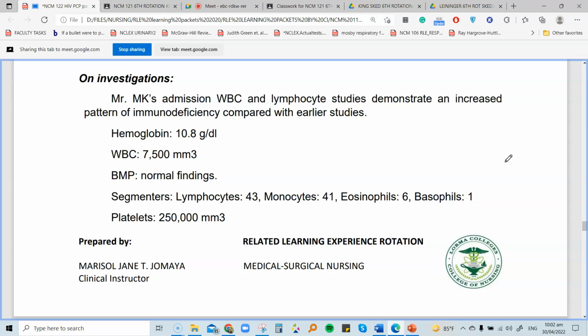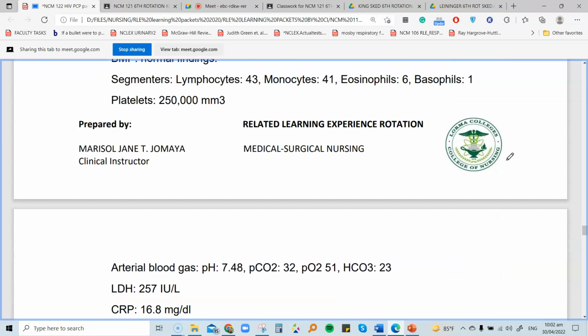The problem with HIV is that you might have a normal WBC or maybe an increased WBC. However, the problem is most likely found in your lymphocytes. So, BMP, that's your basic metabolic panel, has normal findings. Segmenters, specifically lymphocytes, 43, monocytes 41, eosinophils 6, and basophils 1. Platelets is actually normal, 250,000 cubic millimeter. There's no problem with your bleeding because your pinaka-concern here is actually your infectious process.